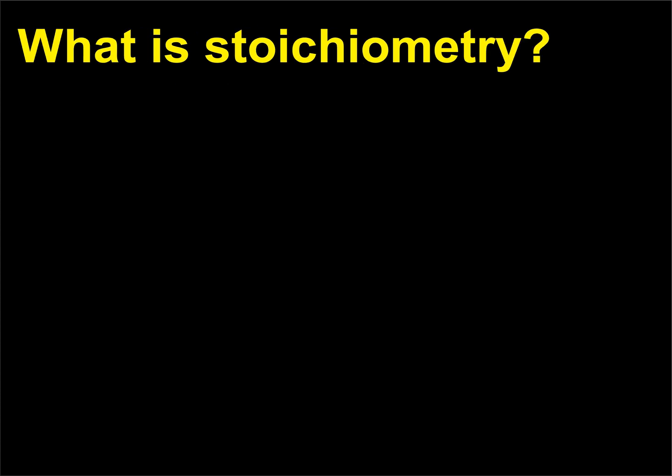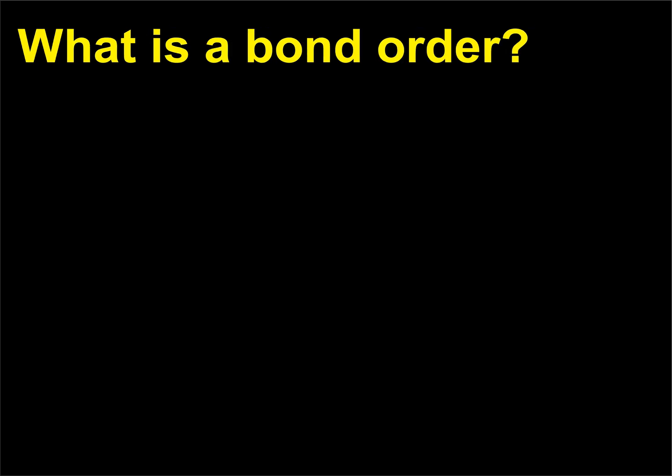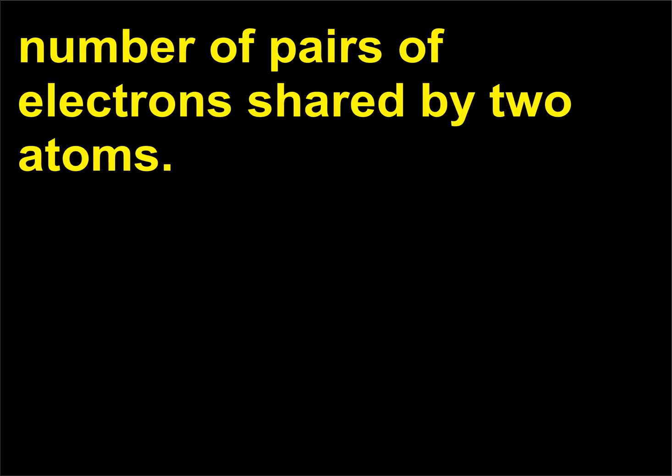What is stoichiometry? The ratio of quantities in which reactants are consumed and products are formed in a chemical reaction. What is a bond order? Number of pairs of electrons shared by two atoms.